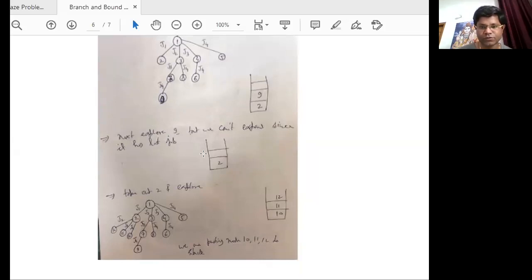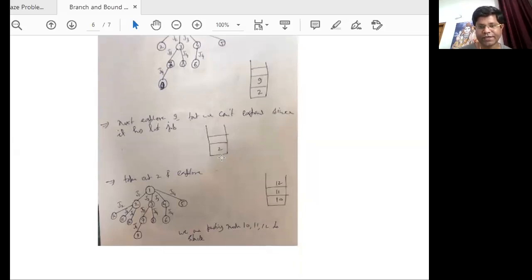So the last element is 2. The next step is to expand this node, that is, node 2. At this node, we are at job J1. So there are 3 possibilities, job 2, job 3 and job 4, denoted by nodes 10, 11 and 12.